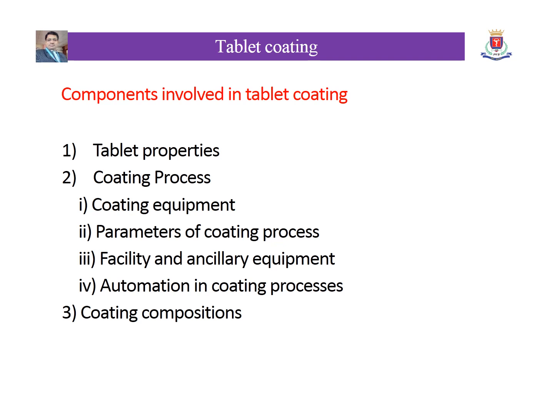Number two is the coating process. The coating process can be discussed with the following four points: coating equipment, parameters of the coating process, facility and ancillary equipment, and automation in coating processes. Number three component is coating compositions. This coating composition varies with the type of coating, whether it is sugar coating, film coating, or enteric coating.